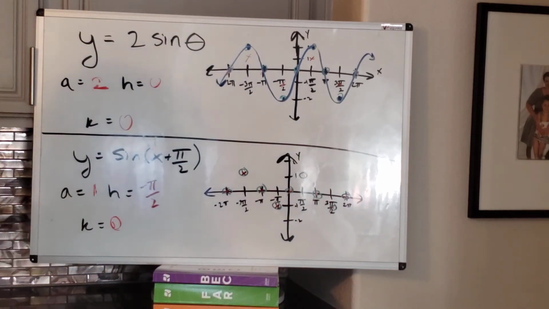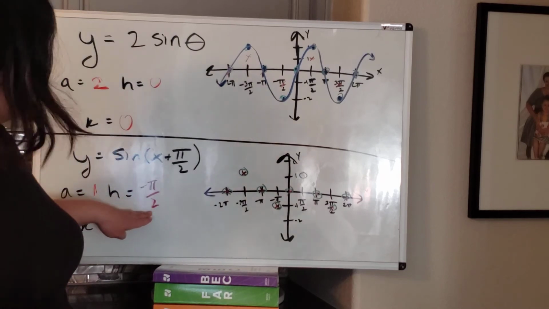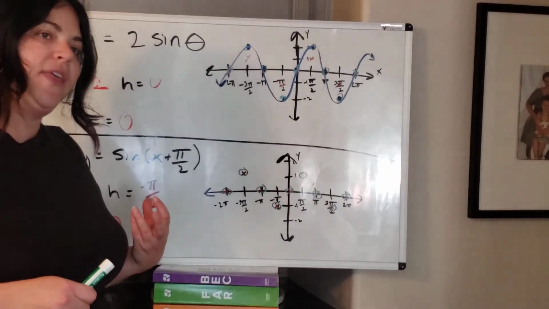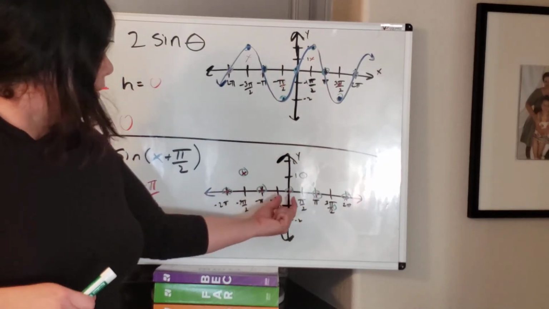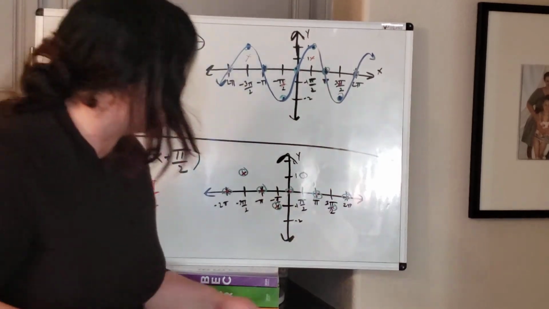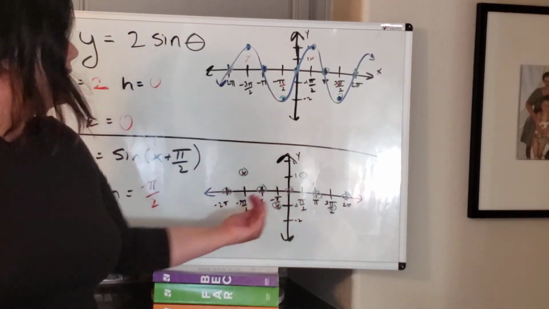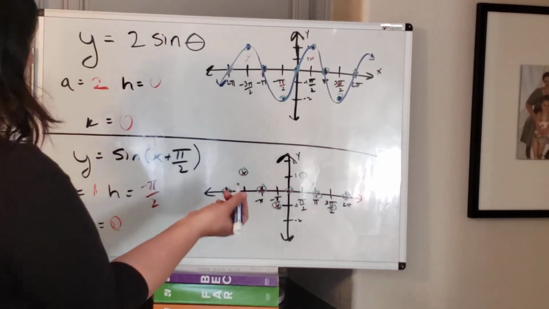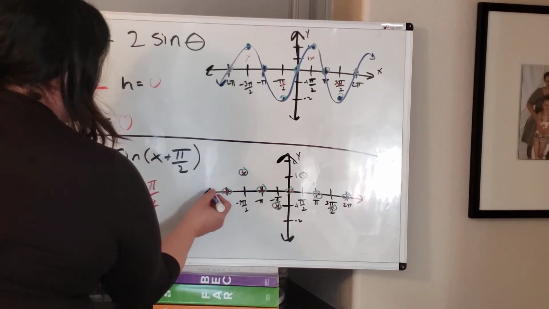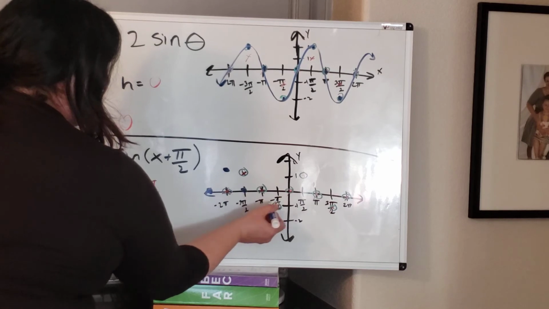Lastly, we move H and K. Since H is negative pi over 2, this means I'm shifting my whole graph left pi over 2. We can see here that each of these increments is in terms of pi over 2. So essentially, I am just shifting everything left 1 unit on the x-axis. I'm going to create a dummy mark right here, and then pull everything left 1.